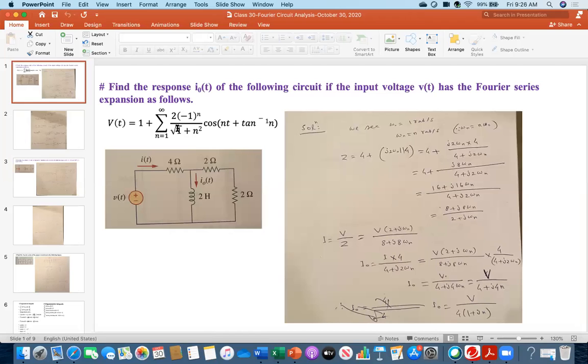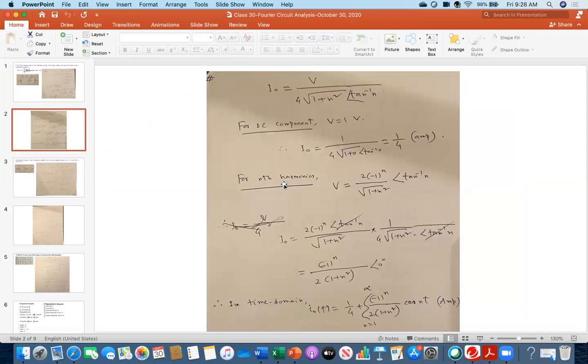Assume that V equals Vm cosine of omega t plus theta. Everybody, just take it in a general form: V equals Vm, the magnitude, cosine of omega t plus theta. This is the time domain function. How could you write it in the phasor domain? The magnitude and angle, tan inverse n, right? That will be your phasor form. I am writing that for the nth harmonics because that is the harmonic term, not the DC.